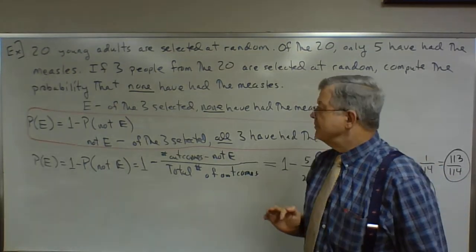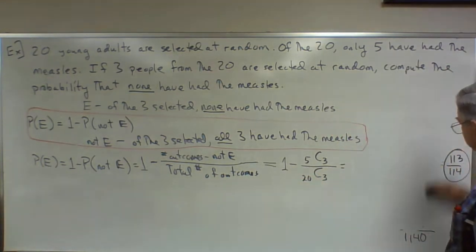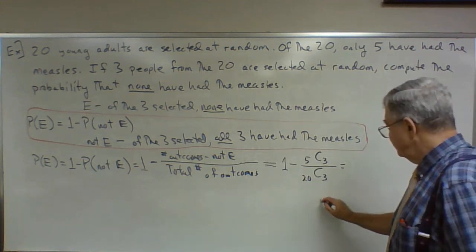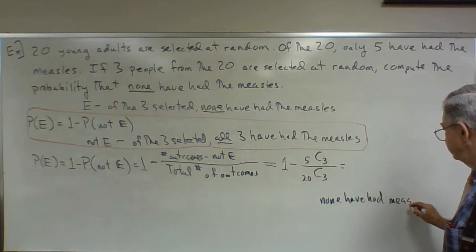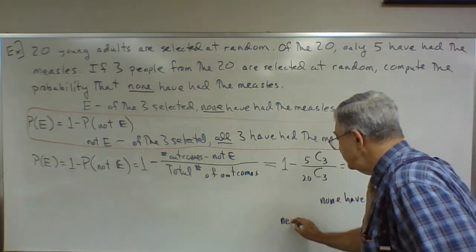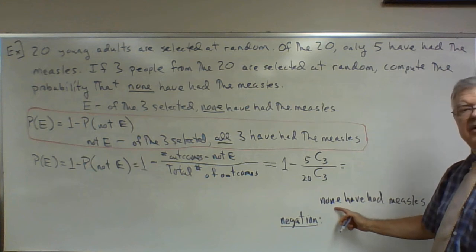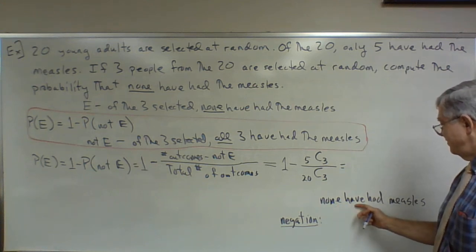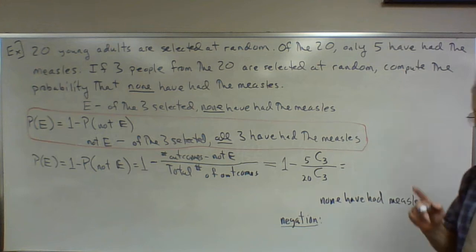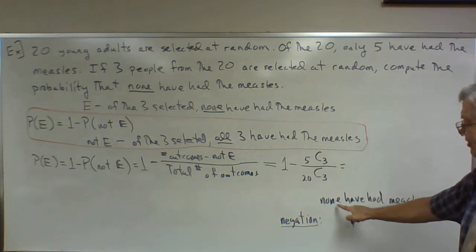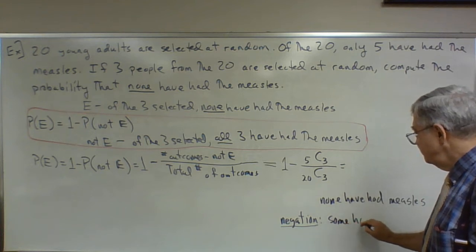From our study in logic, none have had the measles. Now we want to do the negation. What's the negation of some have? I'm sorry, what's the negation of none have had? And it's not all have had. The negation of none have is that some have.